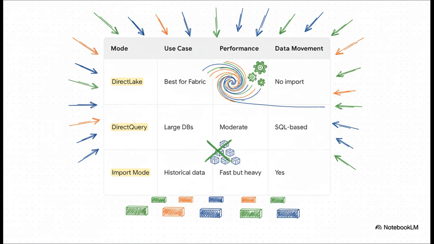And this table just lays it out perfectly. Just look at that top row for DirectLake. The use case, Fabric. The performance, the fastest you can get. And data movement, zero. Zilch, nada. You're getting the blazing speed of import mode without having to actually move and duplicate all that data. It's a total game changer.